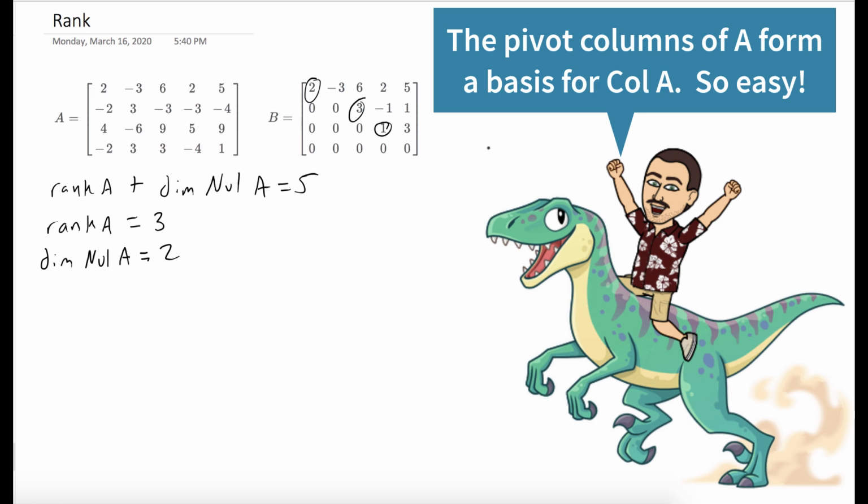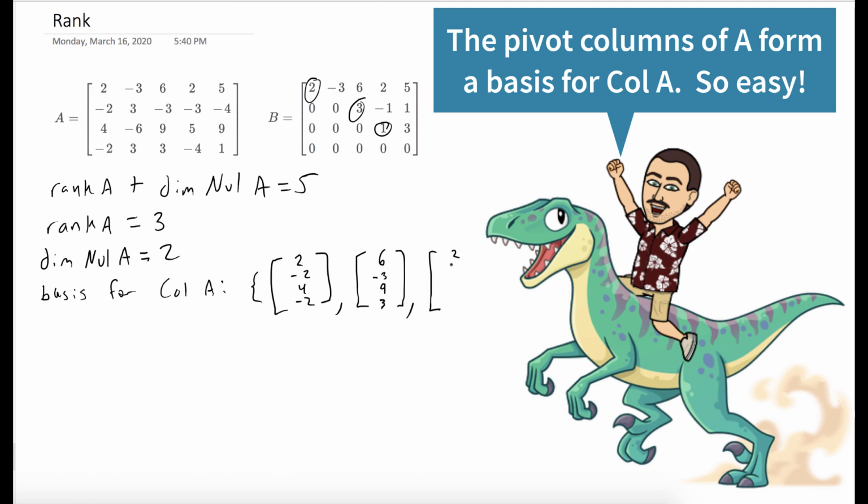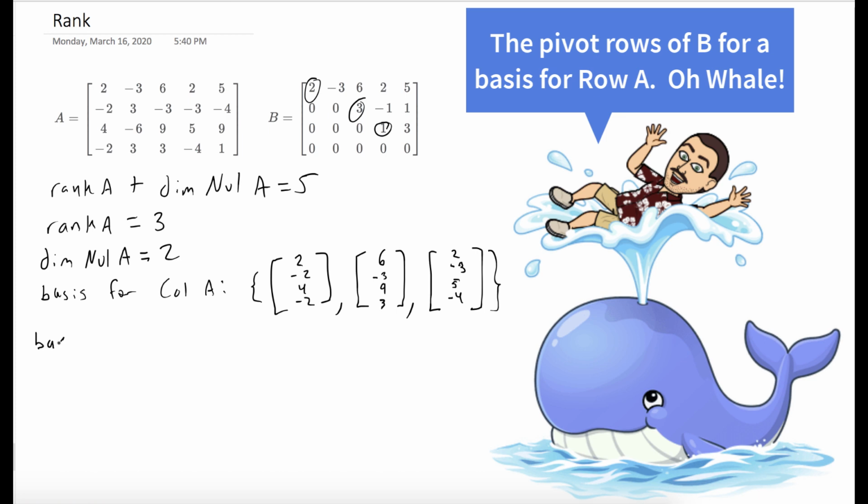plus 2 equals 5. To find a basis for the column space of A, all we have to do is look for the pivot columns of A. So the basis would be the first column, the third column, and the fourth column. And this is from A. So even though we use B to find the pivot columns, the basis for the column space comes from our initial matrix.